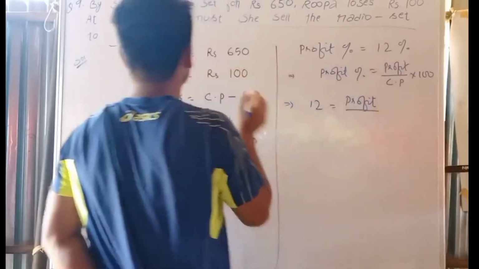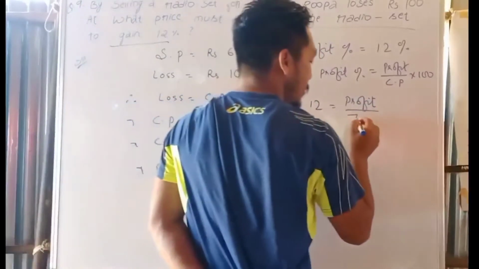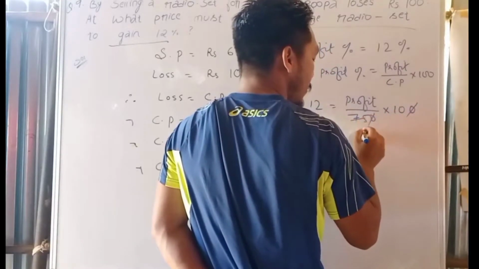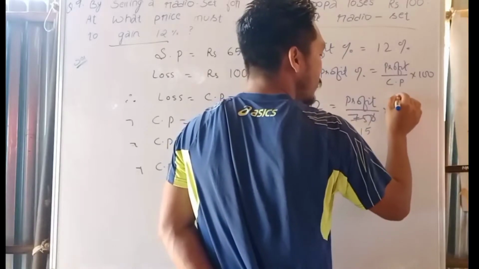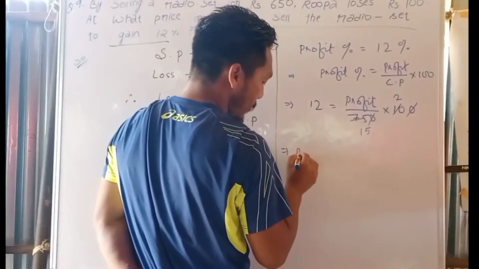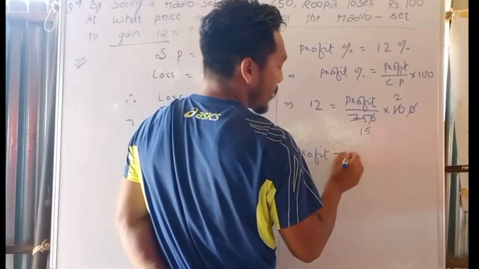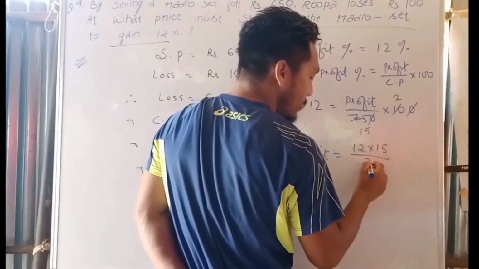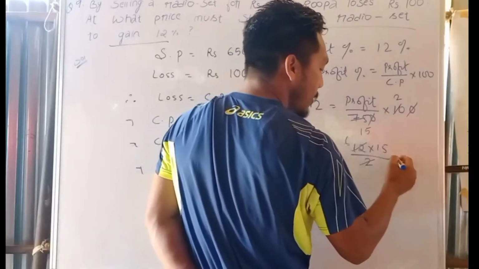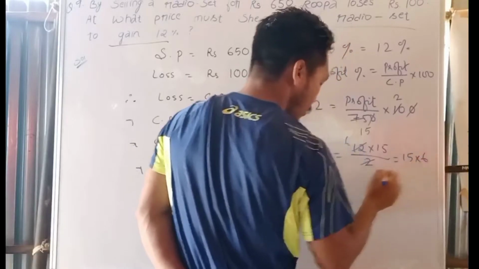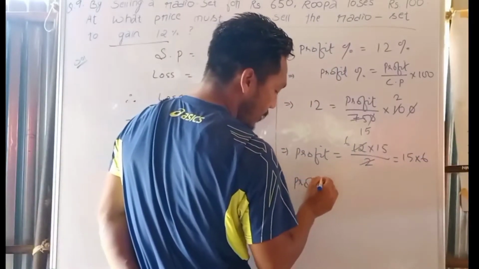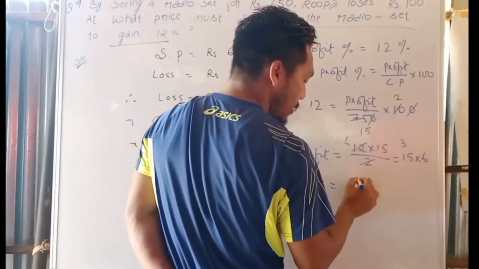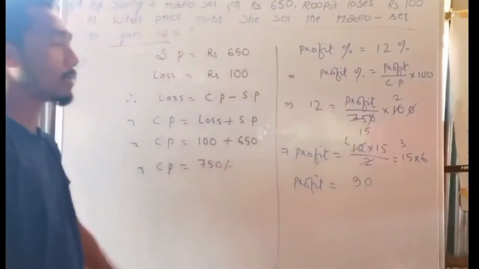Profit divided by CP, 750 into 100. The zeros cancel. 5 ones are 5, 5 twos are 10. So 12 into 15, divided by 2, you send it downside, it becomes divide. 2 sixes are 12, so multiply 15 and 6. Your profit will be 90 rupees. 90 will be the profit in order to get the 12% profit.